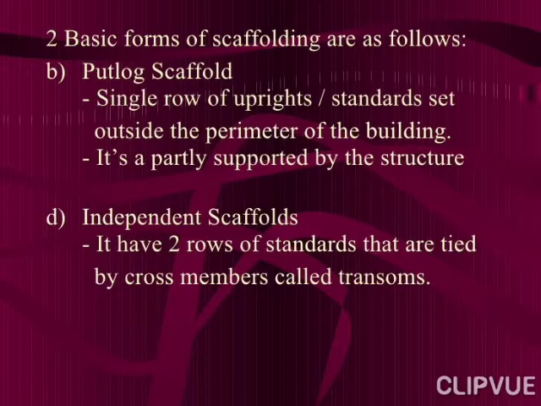Basic forms of scaffolding are as follows: Putlog scaffold, single row of uprights, standards set outside the perimeter of the building. It's partly supported by the structure. Independent scaffolds have two rows of standards that are tied by cross members called transoms.